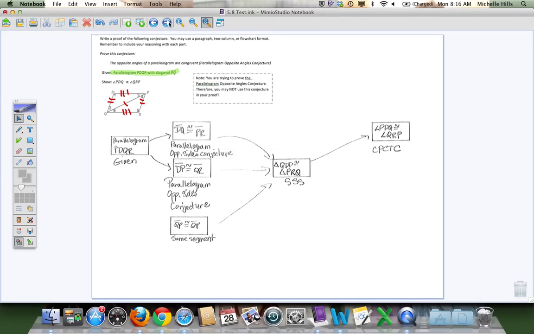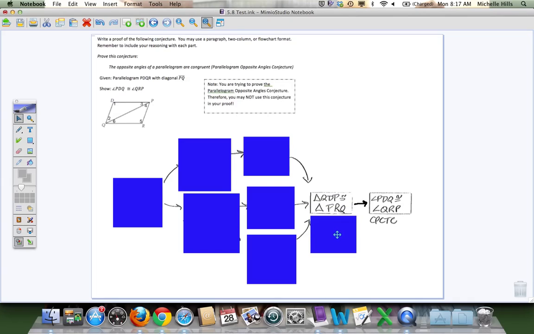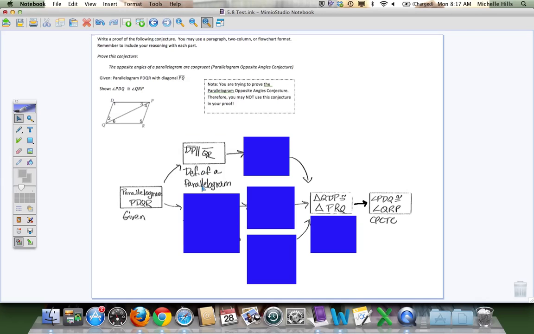Now, another way to get that was, again, we're trying to prove that those two angles are congruent. The only way to do that is to use CPCTC. So again, we have to have the congruent triangles prior to that. Now, we're going to start with our given. It's a parallelogram, and that's given. And there's always a reason below the box. Because it's a parallelogram, the definition of a parallelogram says that the opposite sides are parallel.